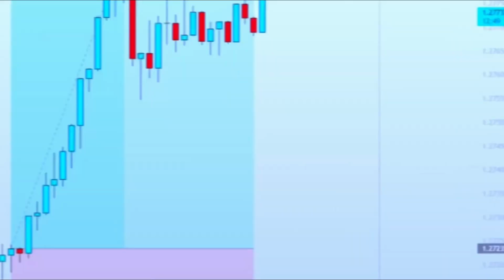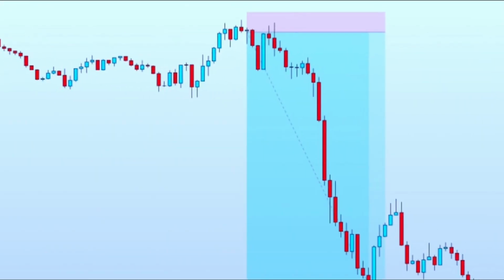If you want to learn how to catch zero drawdown sniper entries like this, and this, make sure you watch till the end of this video because I'm going to be explaining just how to do that. So if that sounds interesting, let's get into it.